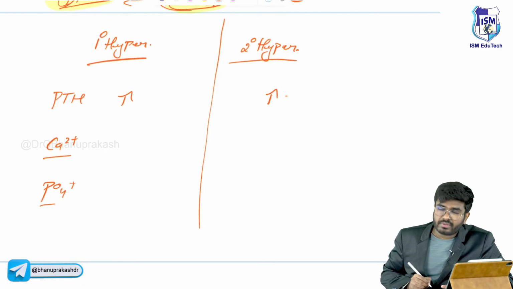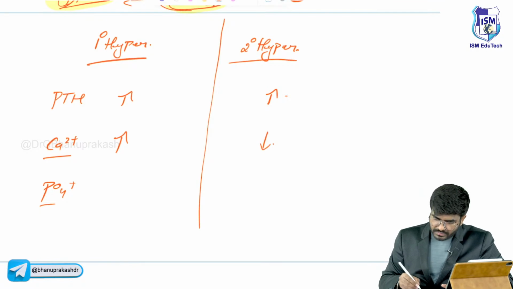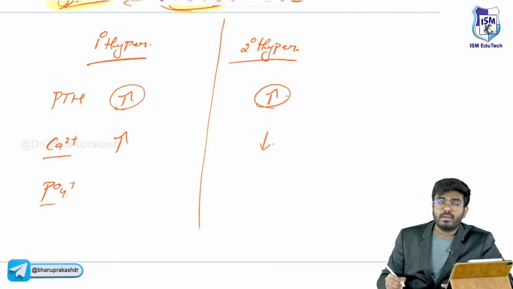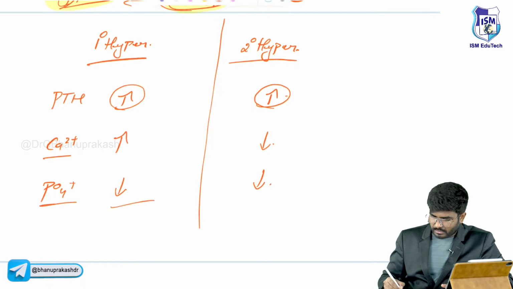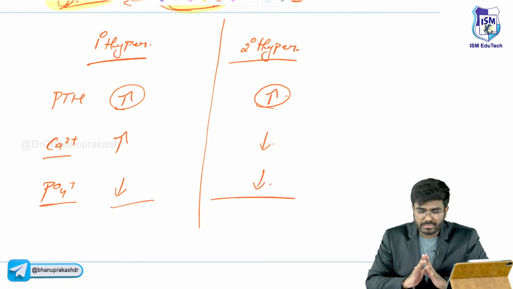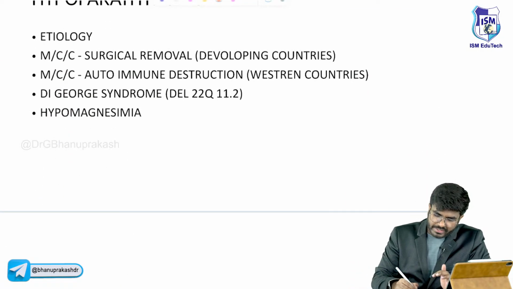Now the blood calcium and phosphate levels. What about the calcium levels? The calcium level in primary hyperparathyroidism is more, and in secondary hyperparathyroidism it is less. Phosphate levels: in both conditions, parathyroid hormone is more, so what happens? Phosphates will be excreted, sir. So in both conditions, phosphate levels are going to be less. Okay, done.